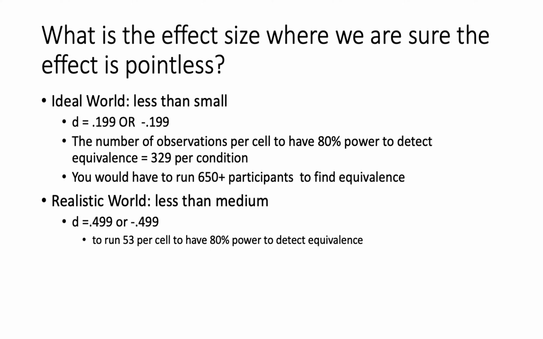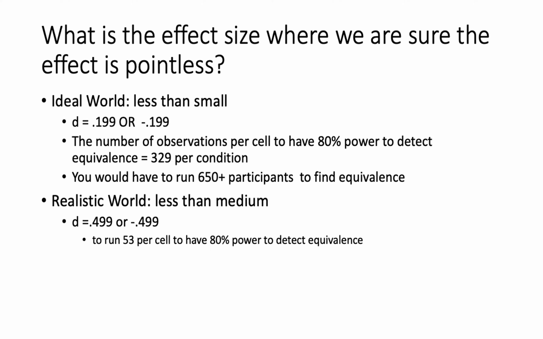Now, there's a snag here because this is how I would like you to do it, but the snag is going to really shock you. So the snag is right here. The number of observations per cell to have an 80% power to detect equivalence. That means to be able to detect equivalence 80% of the time, if it actually existed, would be 329 per condition. In a within subject study design, you need 329 participants. In a between subject study design, you need almost 660 participants to find equivalence. That's clearly not going to work.